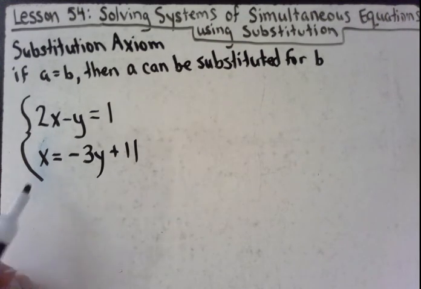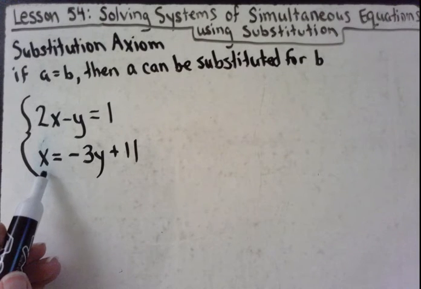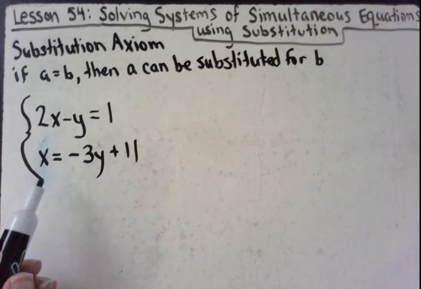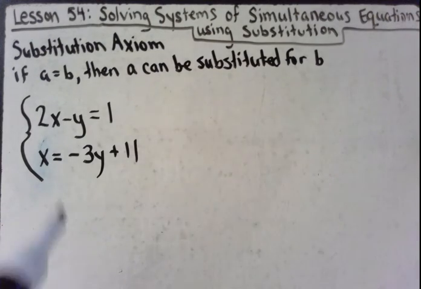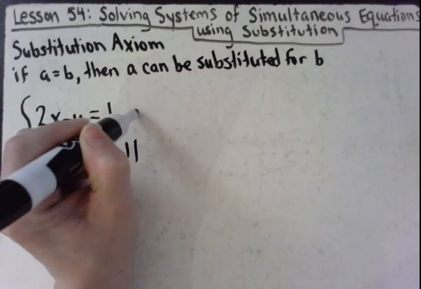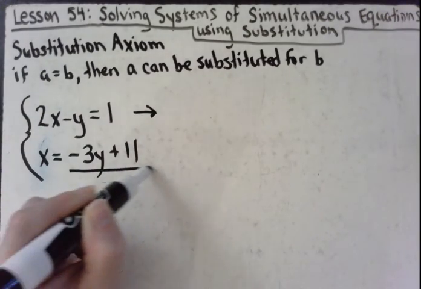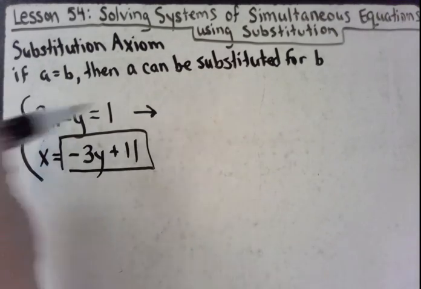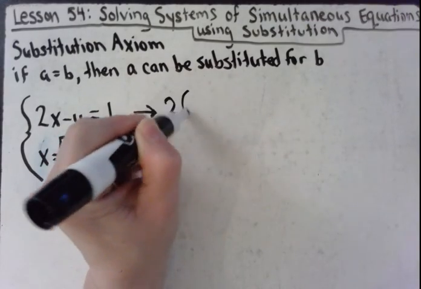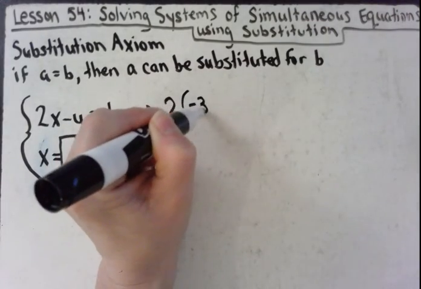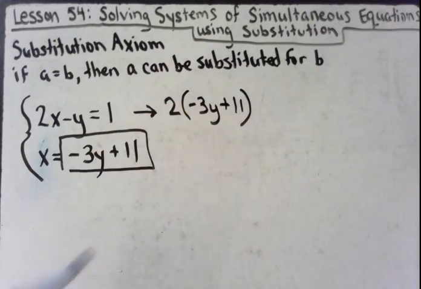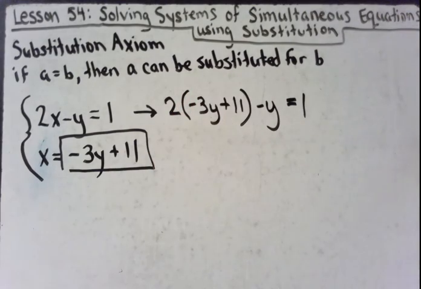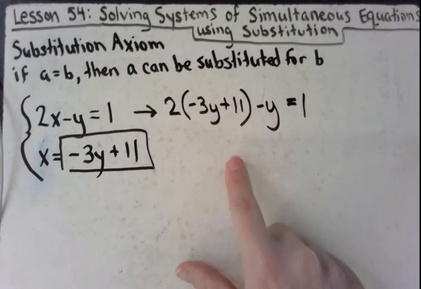So the second equation, you can see that the x is already isolated. So the x is already by itself, and that makes it easy to use substitution. So what I'm going to do is this 2x minus y, I'm going to substitute in this value of x, right? Since this thing is equal to x, I'm going to plug it into the first equation. So 2x becomes 2 times this whole thing, negative 3y plus 11, minus y equals 1. So all I did was substitute this value of x into here.